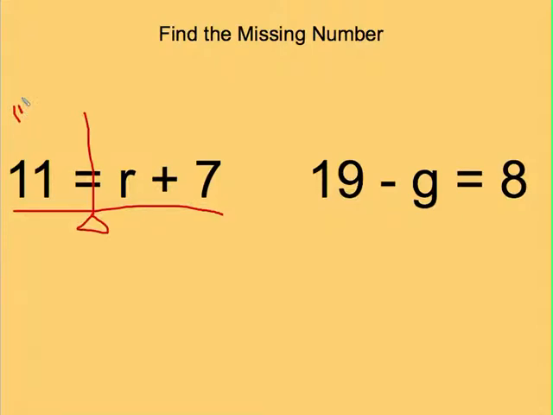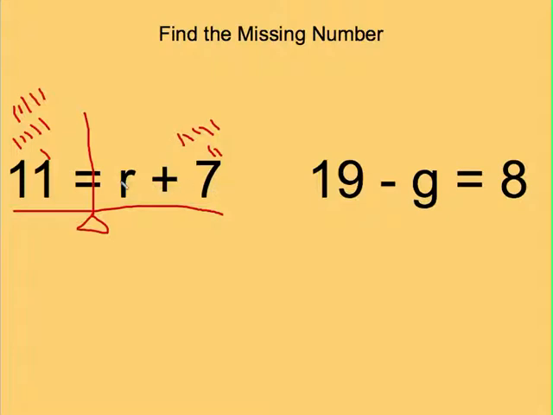1, 2, 3, 4, 5, 6, 7, 8, 9, 10, 11. And on this side, we don't know what R is, but we do know 7. 1, 2, 3, 4, 5, 6, 7. Now ask yourself, are those two balanced? Well, no, 11 is not the same as 7.